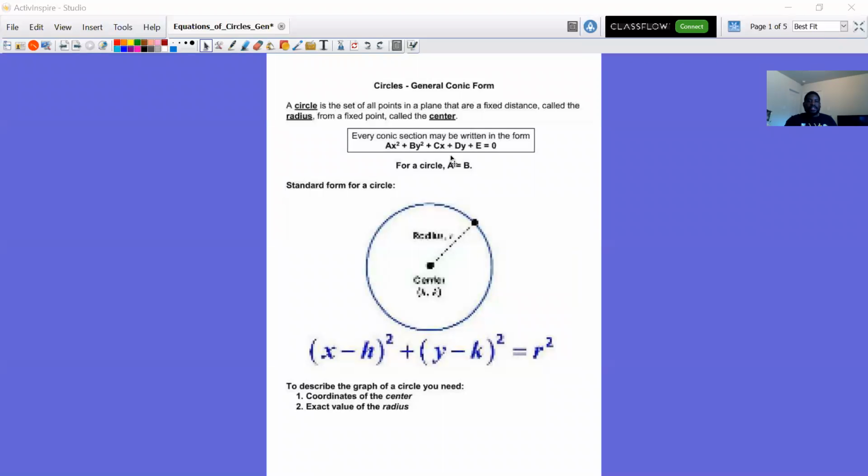And if this equation has a and b both equal to each other, then you are describing a circle. So here's the standard form of a circle. The equation of a circle in standard form is (x minus h) squared plus (y minus k) squared equals r squared, where (h, k) is the center and r is the length of your radius. So when we describe a circle, we need two things: the coordinates of the center and the exact value of the radius. So let's do some examples to make sure we understand how to describe a circle.